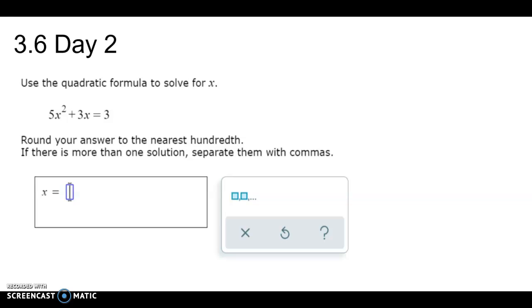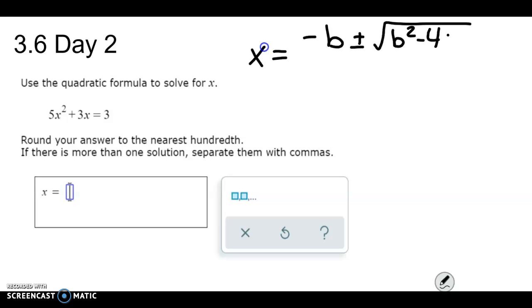Alright, so today we've got 3.6 day 2, dealing with that quadratic formula again and just some different kind of situations with it. So this first one here, just to get back into what we were talking about, remember that quadratic formula, we've got x equals the opposite of b plus or minus the square root of b squared minus 4ac all over 2a. All right, so we're working with that similar situation here today.